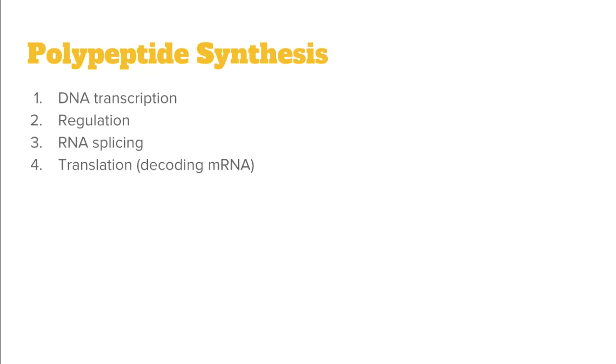So when we look at polypeptide synthesis, we are in fact looking at 4 processes which work together to produce that polypeptide. We have looked at transcription and translation before, but 2 new processes are regulation and RNA splicing, and these occur in between transcription and translation to make up the 4 processes we are going to cover.